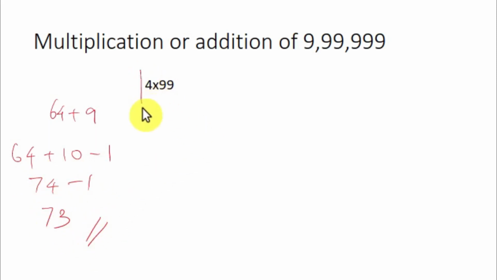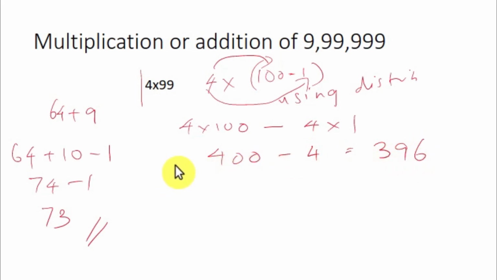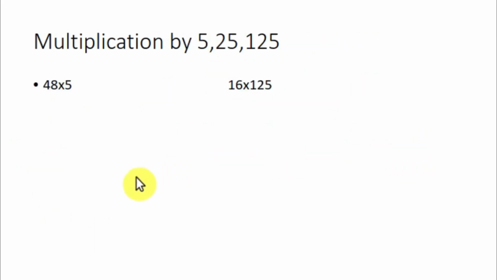Here 4 into 99. 99 can be written as 100 minus 1. Using the distributive property of multiplication over subtraction, here 4 into 100, I am distributing 4. So 4 into 100 minus 4 into 1. So 400 minus 4, the answer is 396.